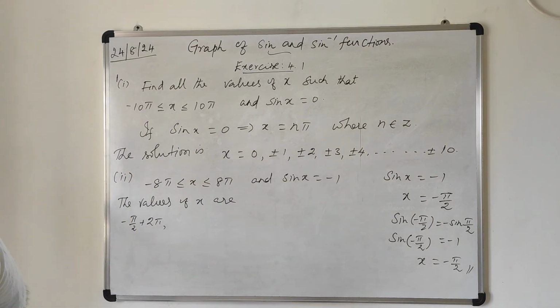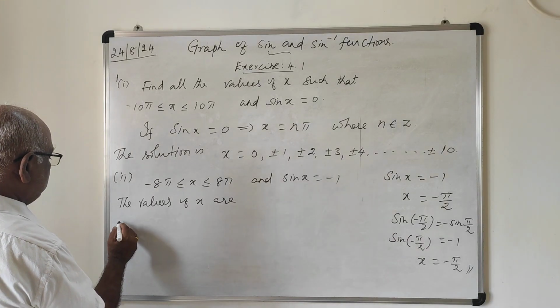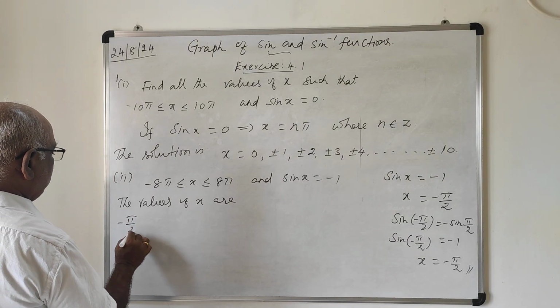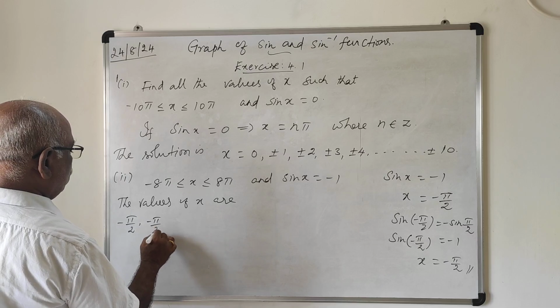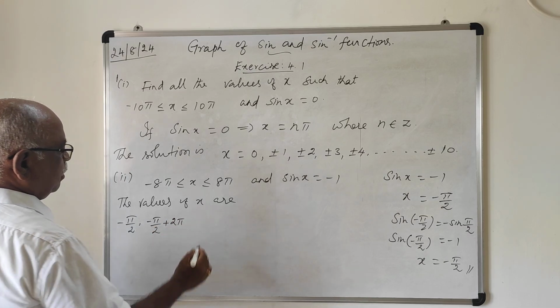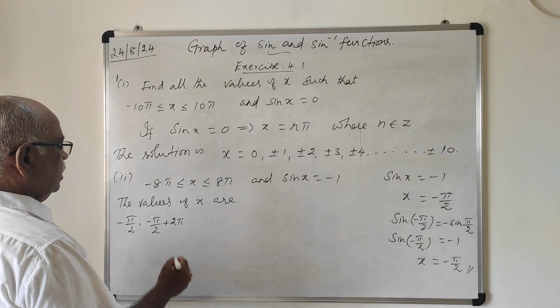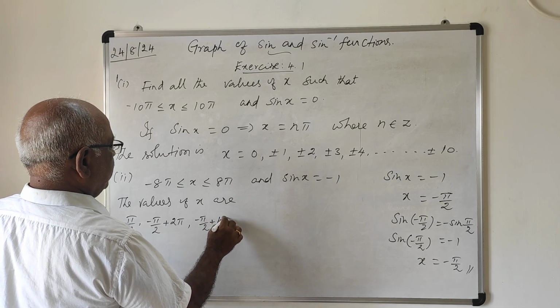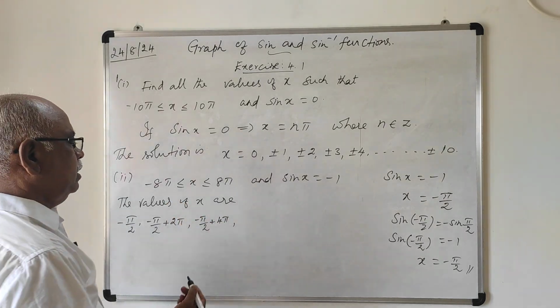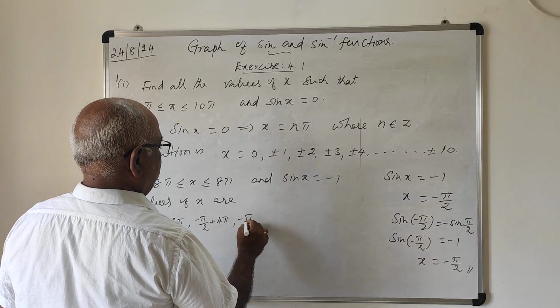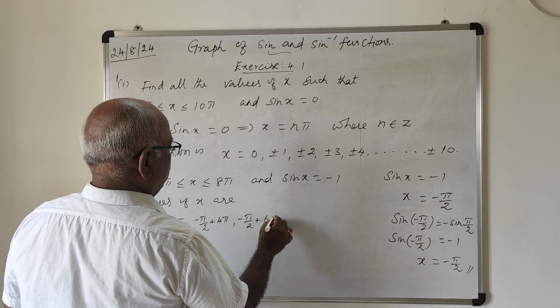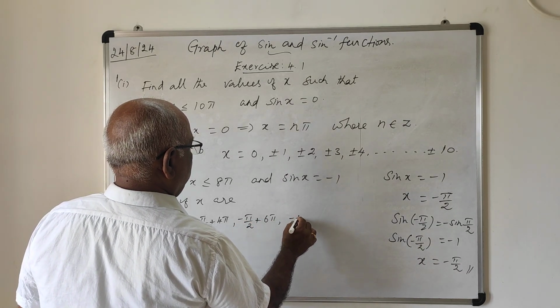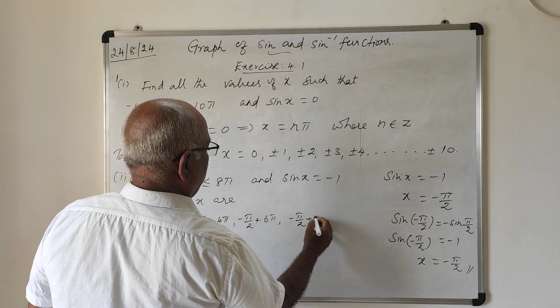First one is minus pi by 2 only. First answer is minus pi by 2, and then minus pi by 2 plus 2 pi, because the period is 2 pi, and minus pi by 2 plus 4 pi for the next period, and then minus pi by 2 plus 6 pi, minus pi by 2 plus 8 pi.